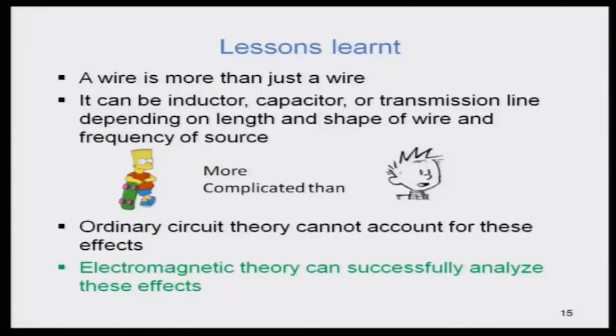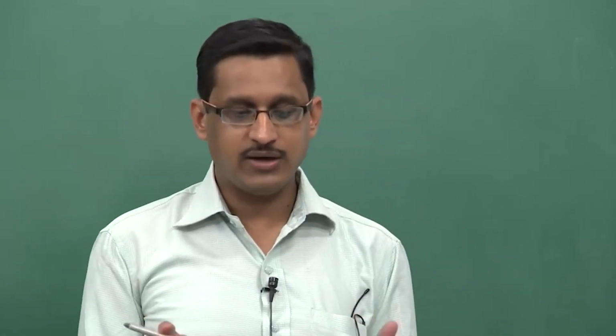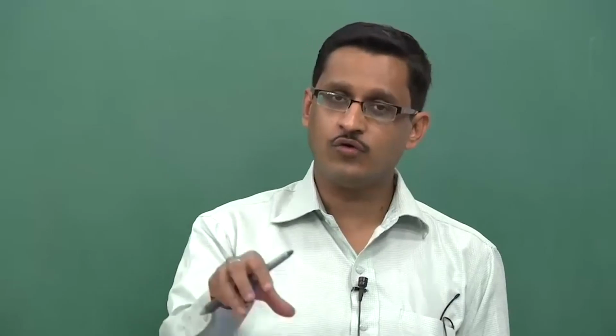It can also act as a transmission line when the frequency of the source is very high and there is a relationship between the length of the wire and the frequency of the source. We will discuss that later. But again the point is that a wire is not just a wire, it exhibits a lot of secondary effects such as inductance, capacitance and resistance and all these combinations, and we need to understand electromagnetic theory to be able to account for these secondary effects.